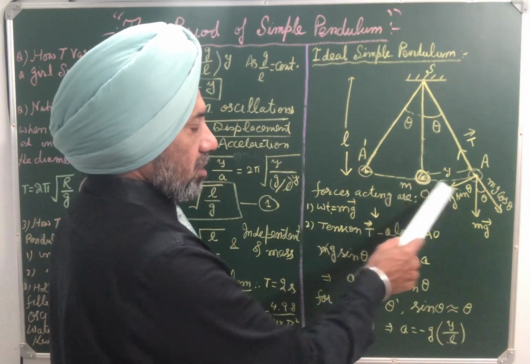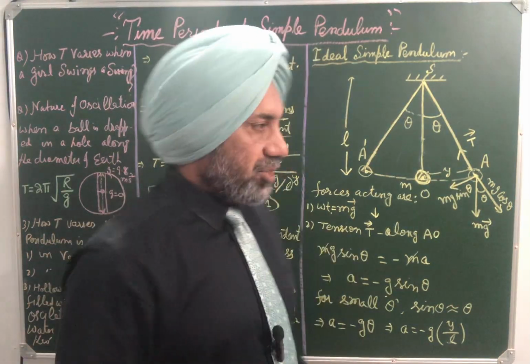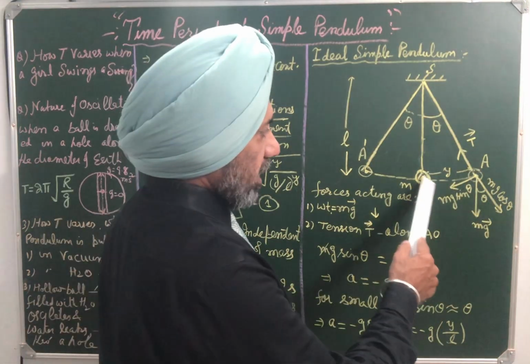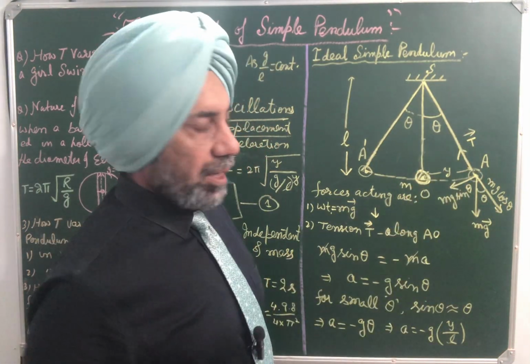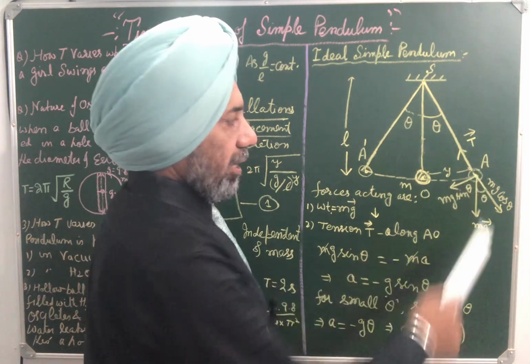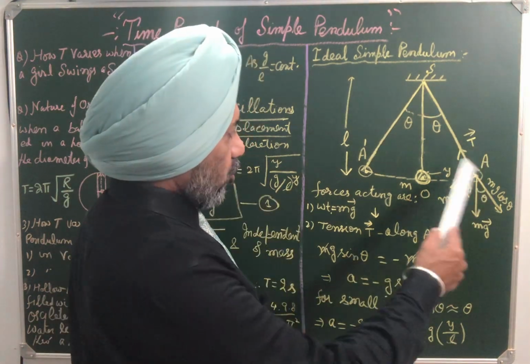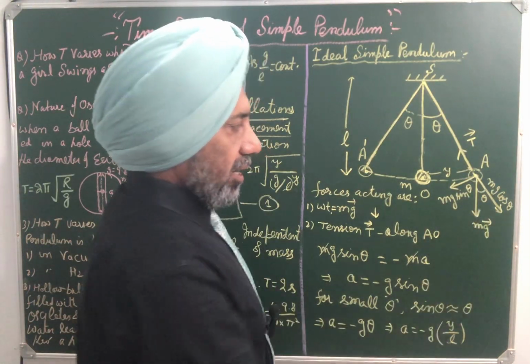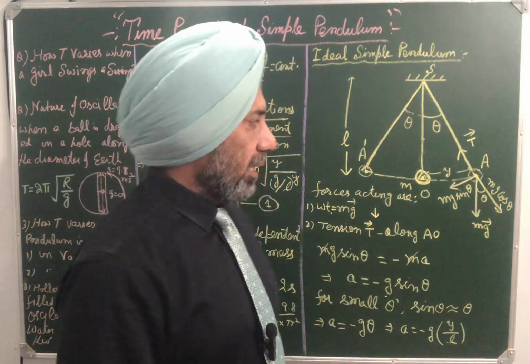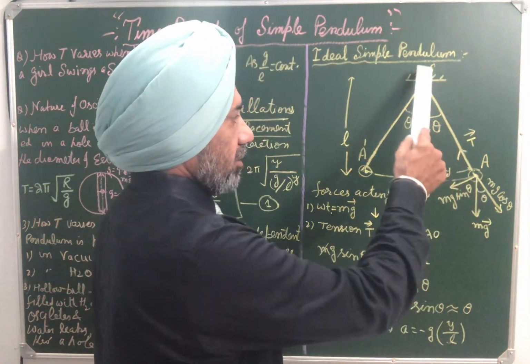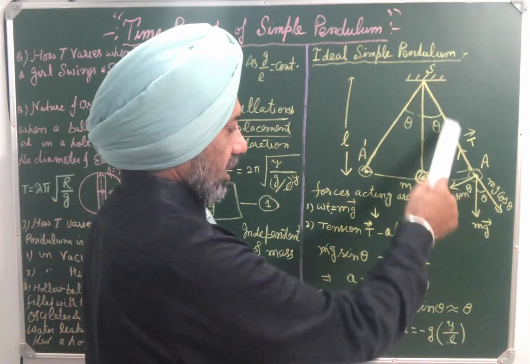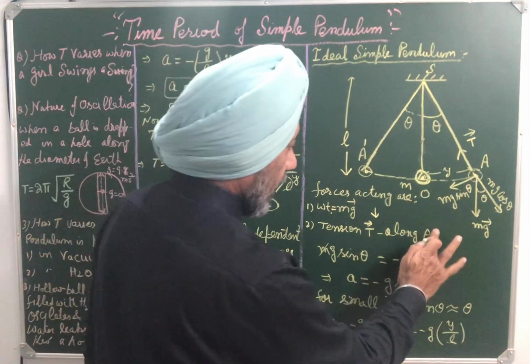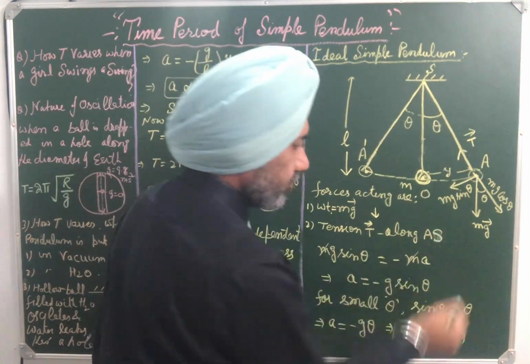Now suppose this bob is taken to a side through a small displacement y and a small angle theta, so that it reaches the position A. Then what are the forces acting at this position A? Number one, weight mg acting vertically downward. Second is tension T in the string acting along AS.